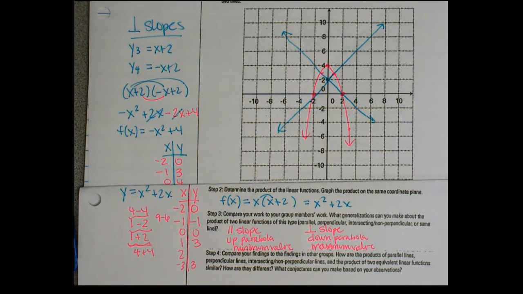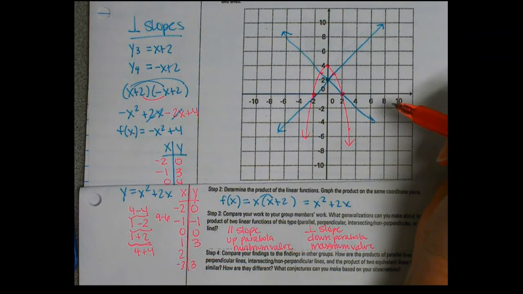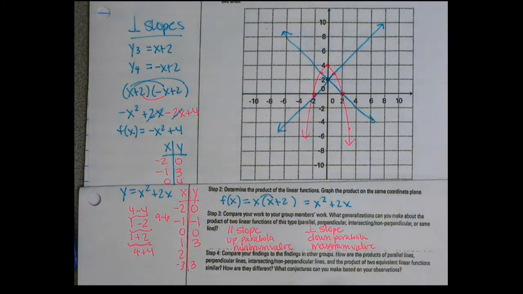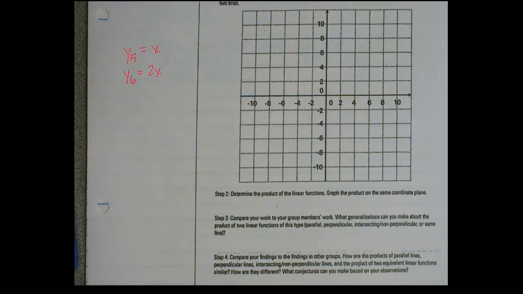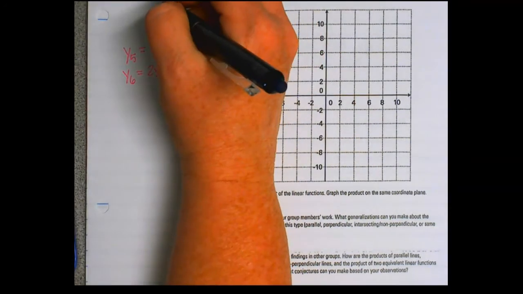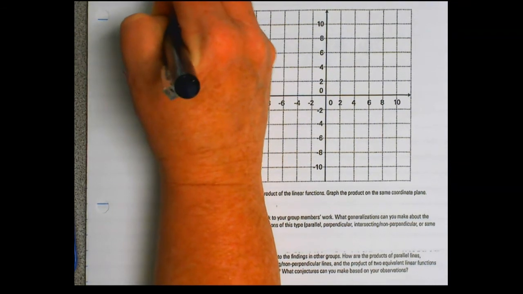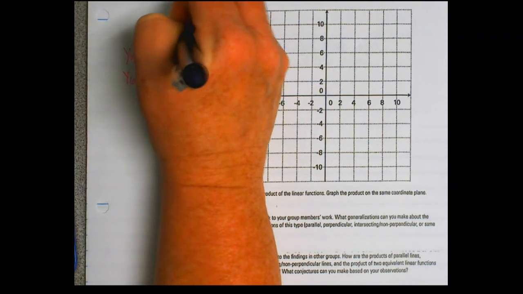And then note again that the x-intercepts of the lines are the same as the x-intercepts for the parabola. So that's kind of interesting. Third set, I've got not parallel or perpendicular. I have two different slopes. So this one has different slopes, not anything special.